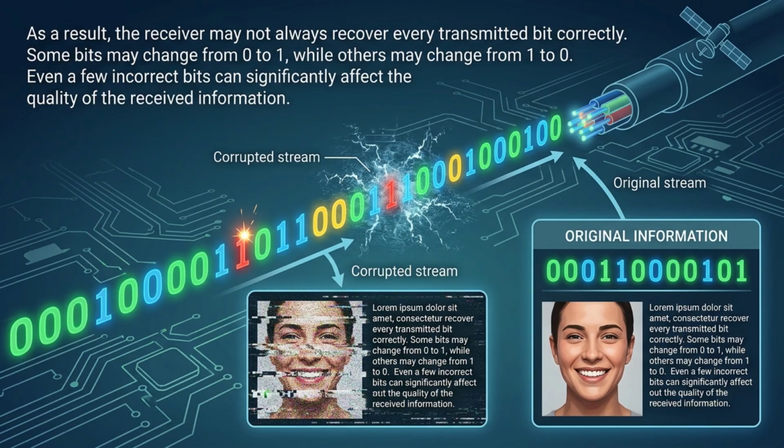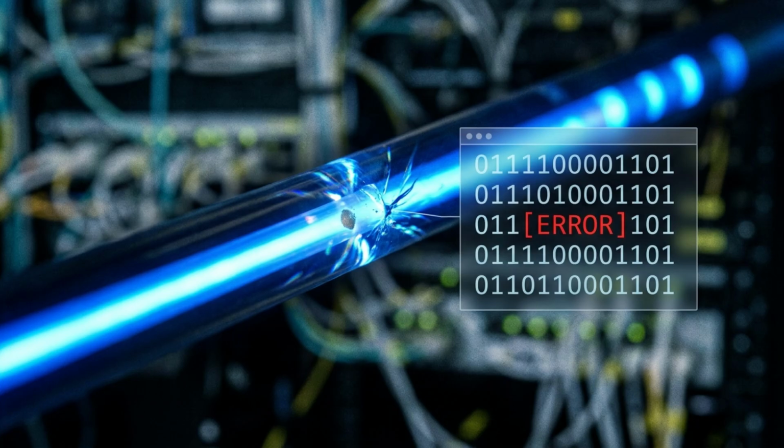Some bits may change from 0 to 1, while others may change from 1 to 0. Even a few incorrect bits can significantly affect the quality of the received information. This raises an important engineering question. Why do these errors occur, and how do engineers design communication systems that continue working reliably despite them?